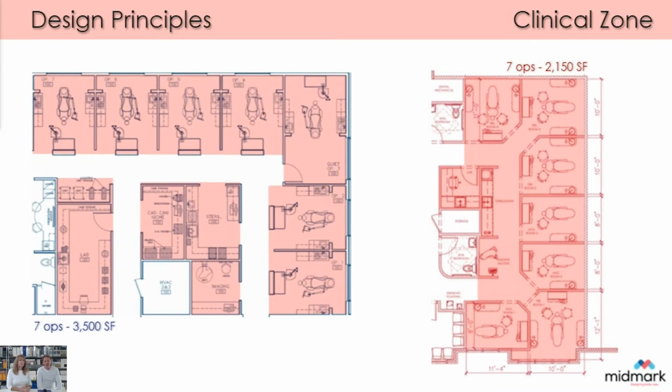Look at the sterilization on the plan on the right. That's not enough. For 7 ops, that's not enough lineal countertop for instrument processing. You really need anywhere from 14 to 16 lineal feet. We're under that.